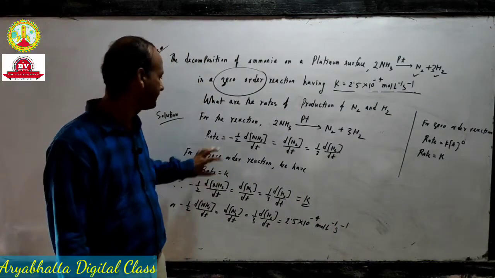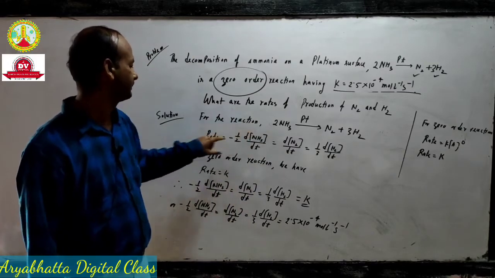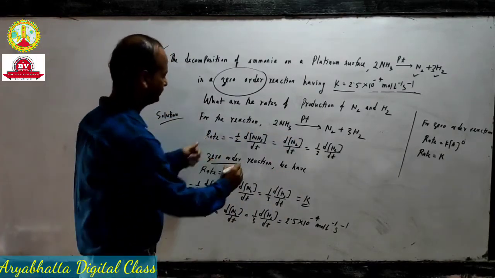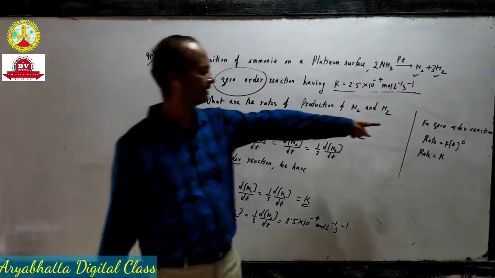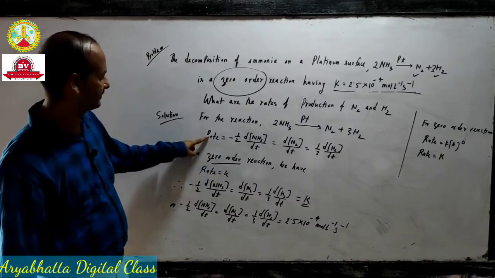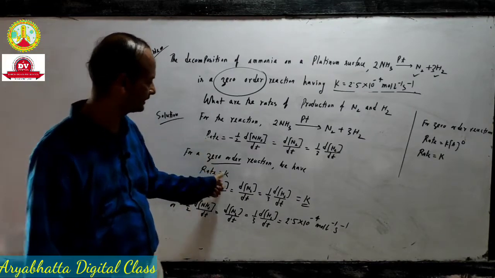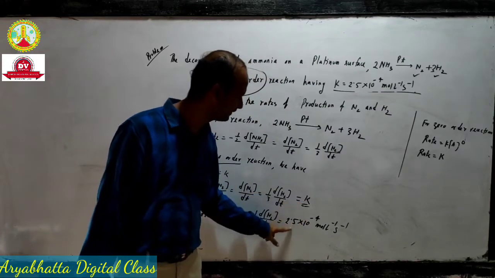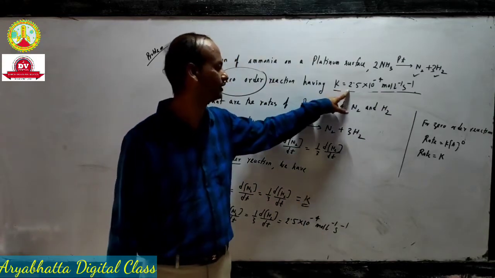Now rate is equal to this term, equal to this term, equal to this term. And for a zero order reaction, rate equals k. You can see it from here also. In zero order reaction, rate equals k, so in place of rate you can write k. And k is the value of the rate constant. This is according to the question.